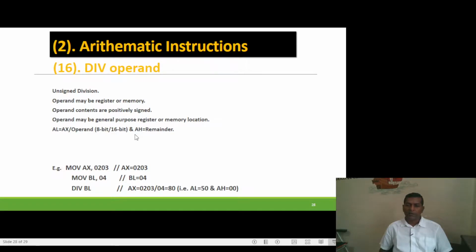MOV AX, 0203: the 0203 contents will be assigned to the AX register. MOV BL, 04. DIV BL: this 04 contents of BL will divide the contents of AX, that is 0203. After division, we get a final result. The AL will contain 80 and AH will contain 00.